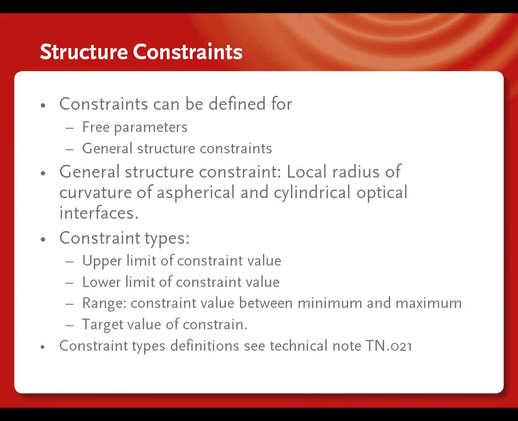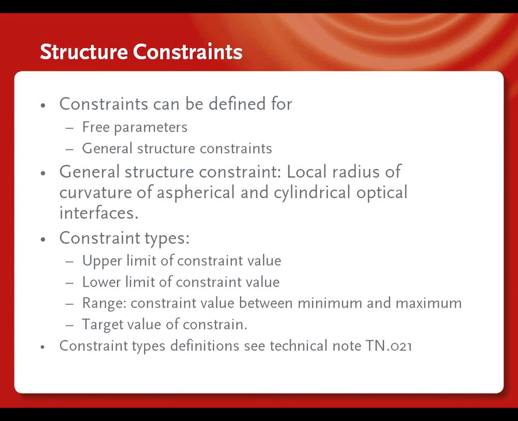it can happen, if you use a lot of free parameters to model the surface profile, that relatively high frequency modulations of the surface appear. And it is probably not possible to fabricate these surface variations. Because of this, we introduced general constraints that allow you to limit the local radius of curvature of an aspherical or cylindrical interface.